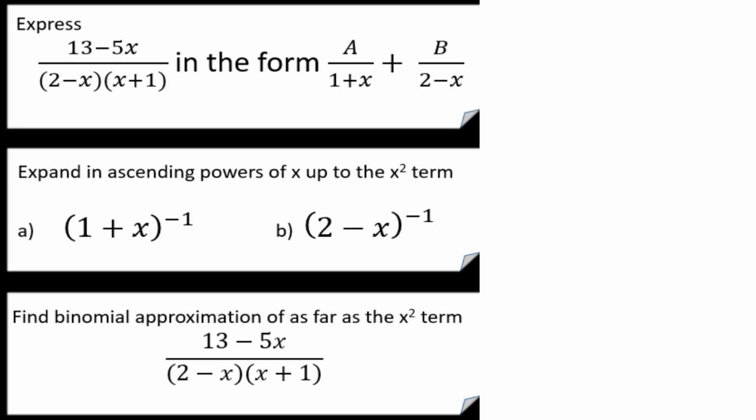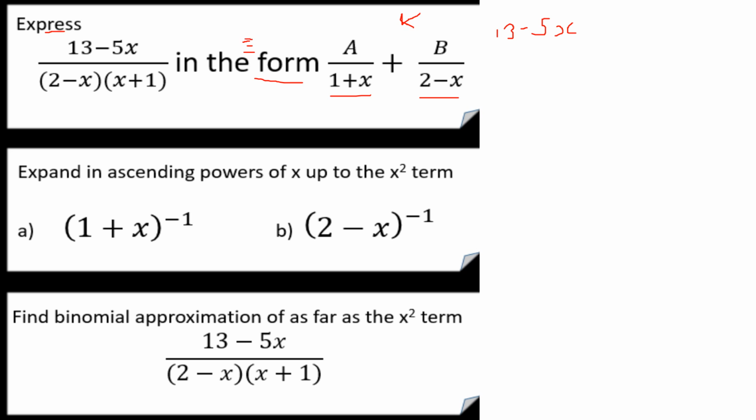Okay, so this is the first question. Express 13 subtract 5x all over 2 minus x, x plus 1 in the form a over 1 plus x plus b over 2 minus x. This topic is called partial fractions. So we've got 13 minus 5x. If we multiply everything by 2 minus x and x plus 1, it's equivalent to this.